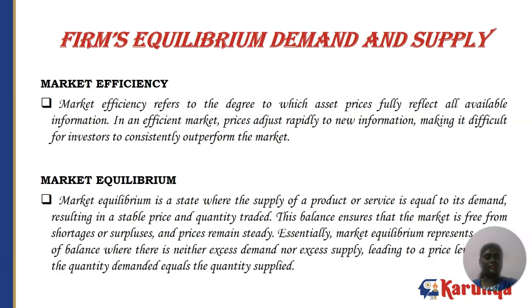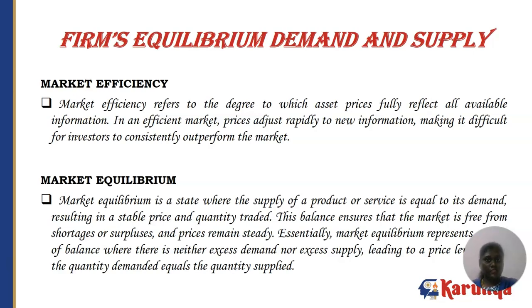Market efficiency refers to the degree to which asset prices fully reflect all available information. Normally prices start decreasing or increasing with the available information provided in the market. So in an efficient market, prices adjust rapidly to new information, making it difficult for investors to consistently outperform the market. Any new information would rapidly adjust the prices, so it is very difficult for investors to outperform in an efficient market.